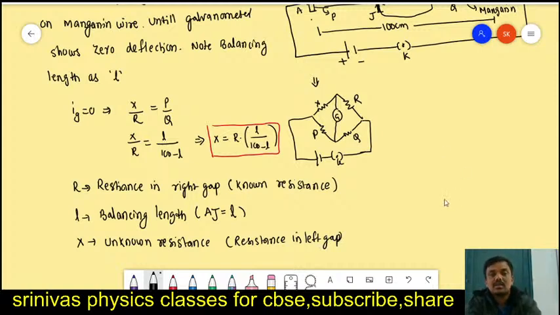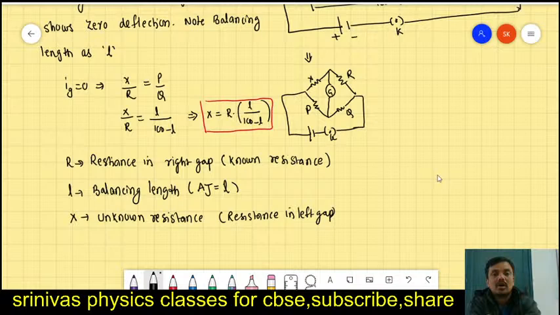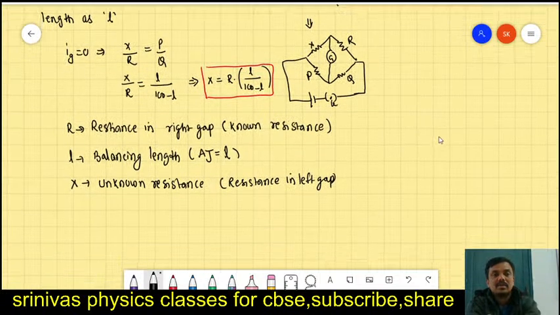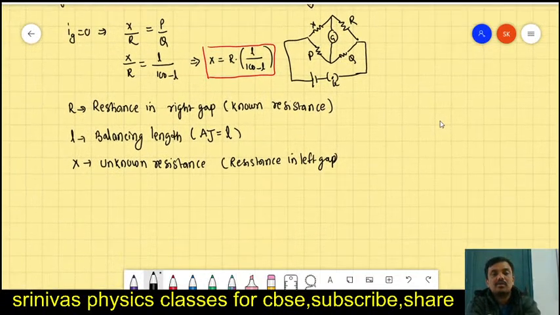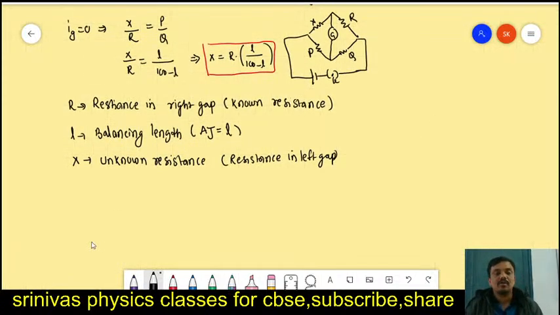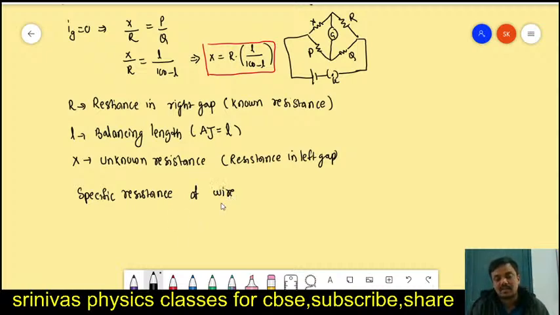Understood, students? This is the method of how to find the unknown resistance by using a meter bridge. Here we got how to find the unknown resistance. Next, I am going to find the specific resistance. How to find the specific resistance of a wire by using a meter bridge? How to find the specific resistance of a material?